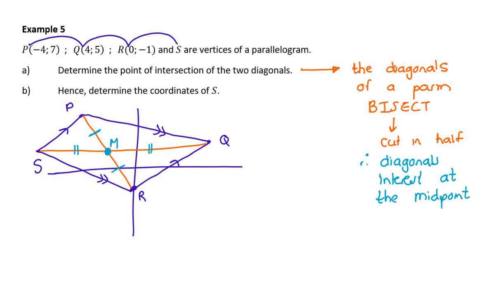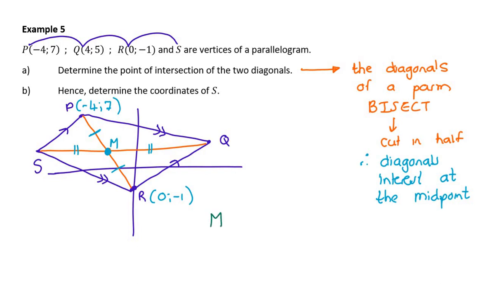So I don't have to solve some simultaneous equation here or anything to find this point. The diagonals will always intersect at the midpoint. Now I know that P is (-4, 7), and I know that R is (0, -1), which means I know those 2 points. So can I find the midpoint?